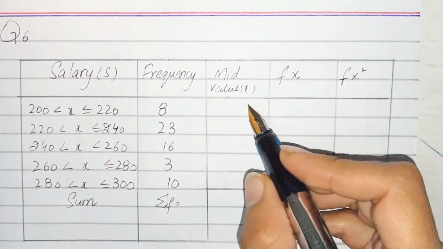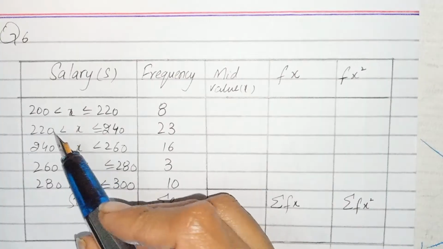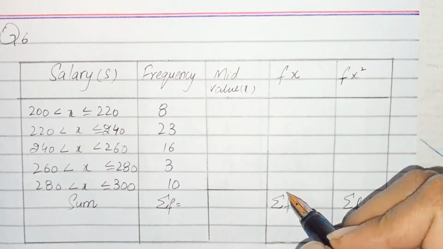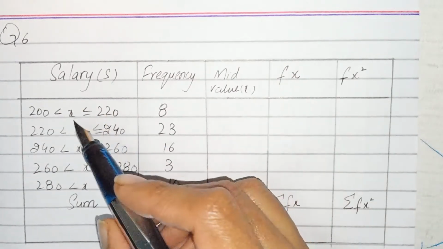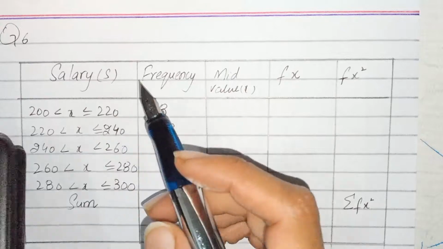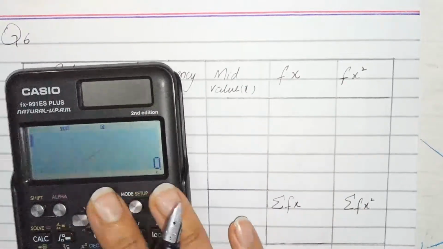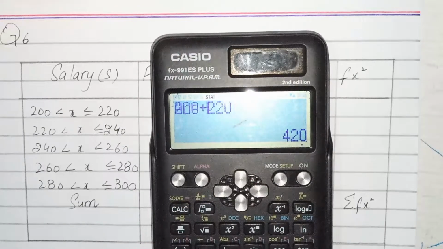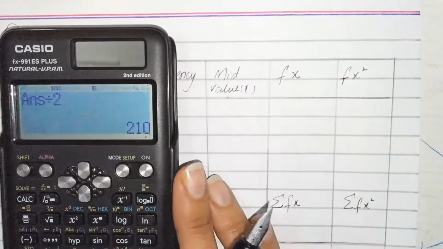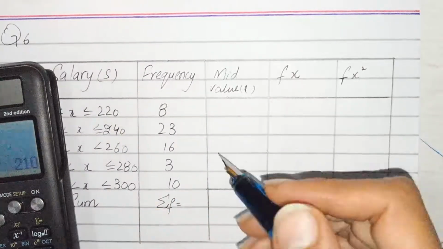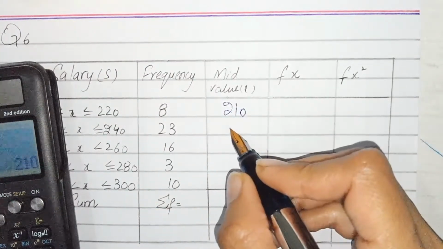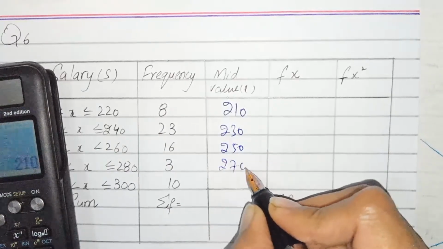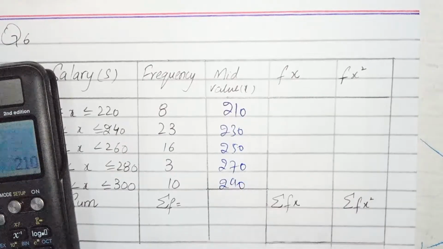And now the midpoint. Why do we find the midpoint? We find the midpoint because there are a lot of values and we have to find the midpoint to solve this question. The midpoint is very easy to calculate. We have to add 200 plus 220 and divide by 2, we get 210. 210 is the midpoint. And next is 230, next is 250, 270 and 290.